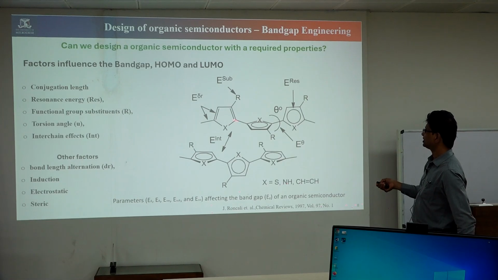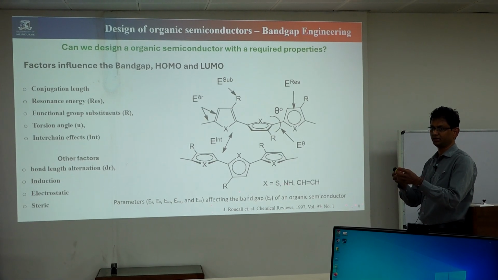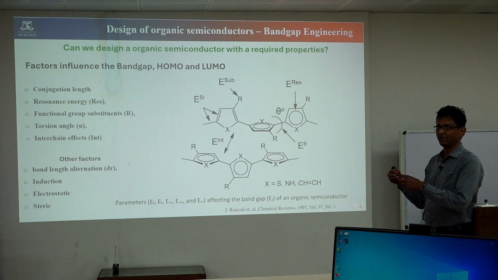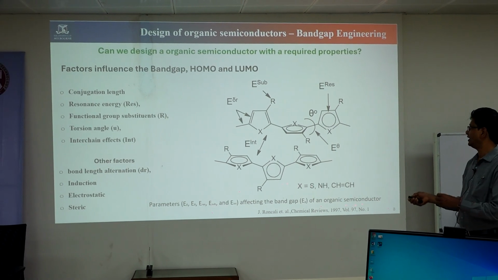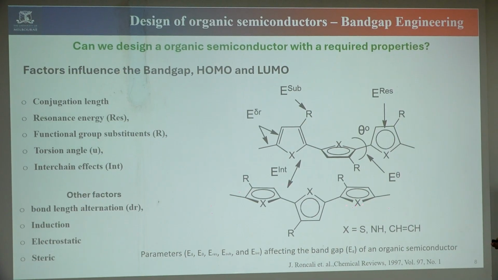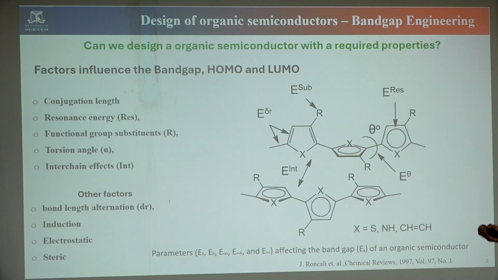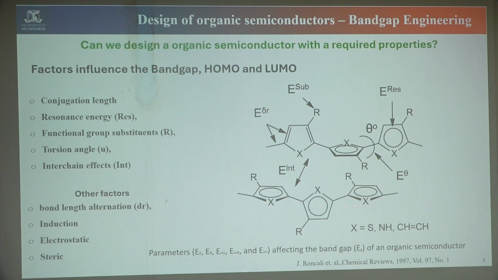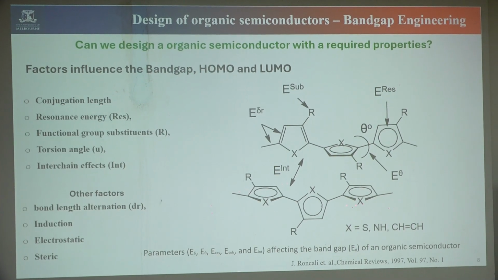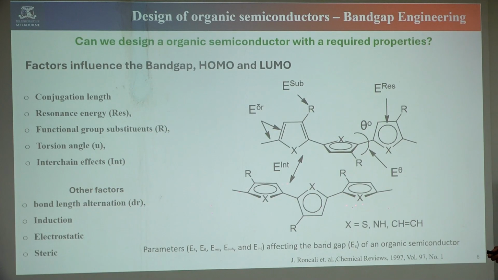The other one is conjugation length. When you have double bond and triple bond, the conjugation length is different. Also, when you increase the number of thiophene units, if you have 5 thiophene, 6 thiophene, 7 thiophene in the molecular structure, the conjugation number increases according to how many thiophenes. So that also will affect the band gap of the material.